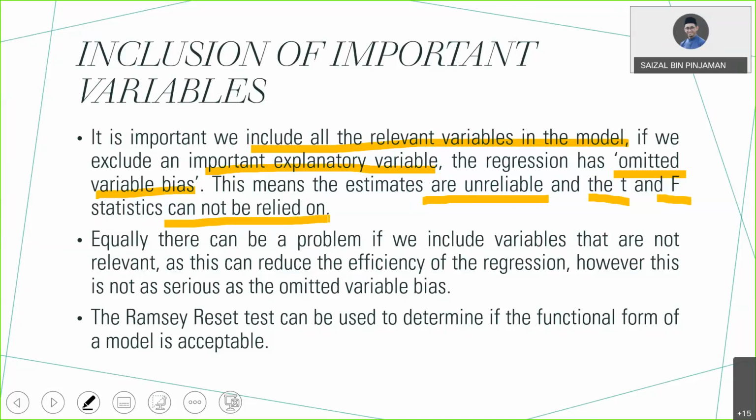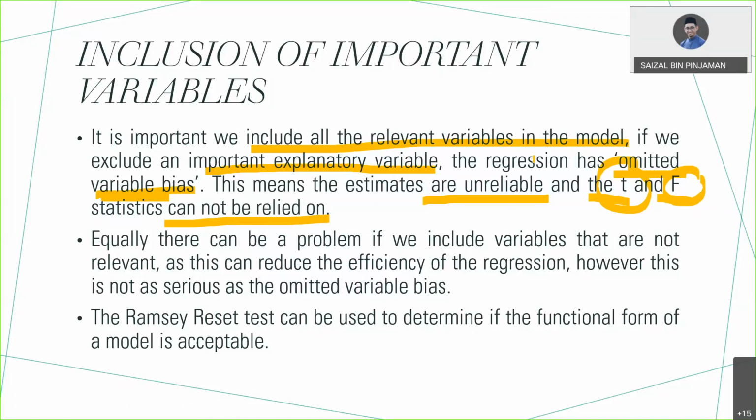So if we cannot rely on the t-statistic and f-statistic, it means that we cannot make inference on the relationship between the dependent and the independent variable, as the relationship is tested by using the t statistic and the f statistic. We conclude the relationship between the dependent variable and the independent variable by referring to the t statistics and the f statistics. If we cannot rely on them due to the omitted variable bias, it means that we cannot conclude the relationship between the dependent and the independent variables.